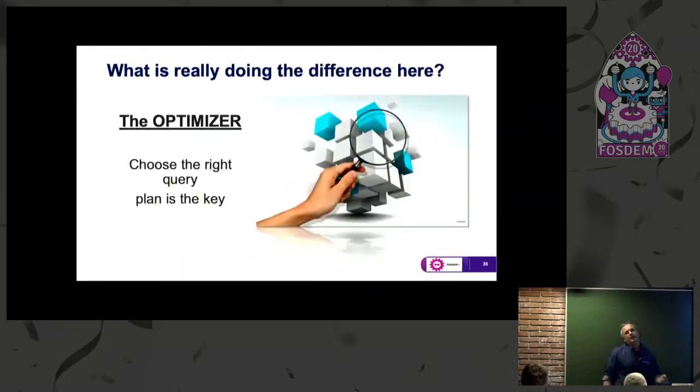So what is it at the end? We're talking about 1 second here, 1 second there. What's the difference here? What really makes the difference? Where the problem was is the optimizer.